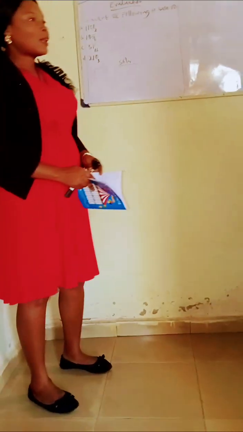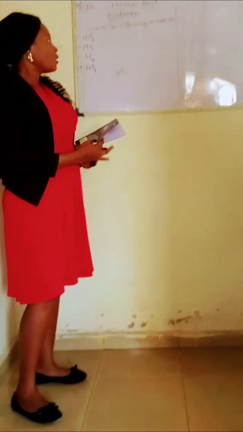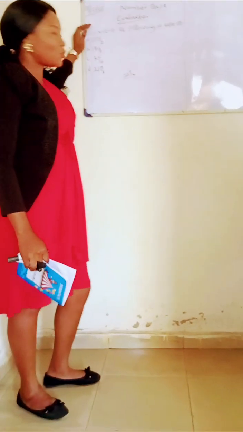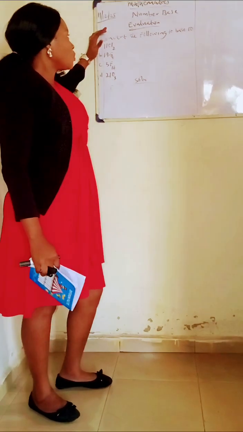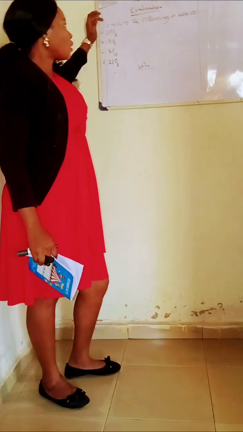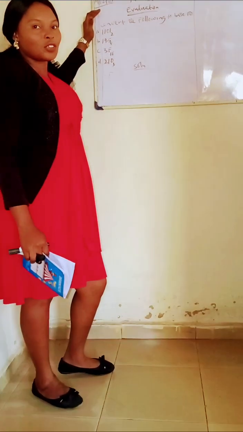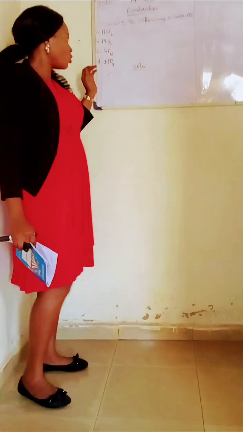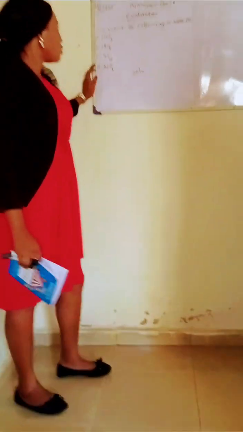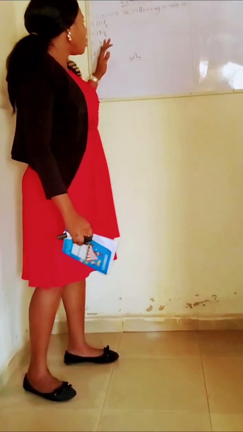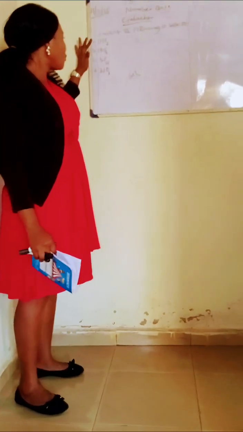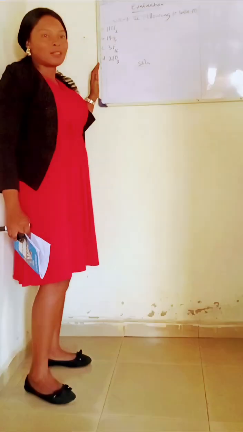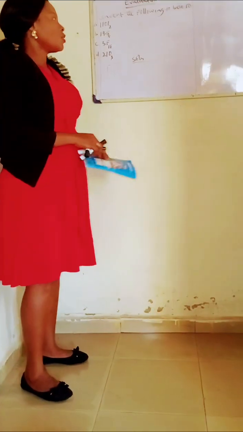In our last class we stopped at evaluation on number base, conversion of other bases to base 10. So now I'm going to take the correction on the evaluation. We are going to look at the different solutions on each of them. The question says convert the following to base 10. We have different numbers here with their different bases, so we are going to look at each of them.